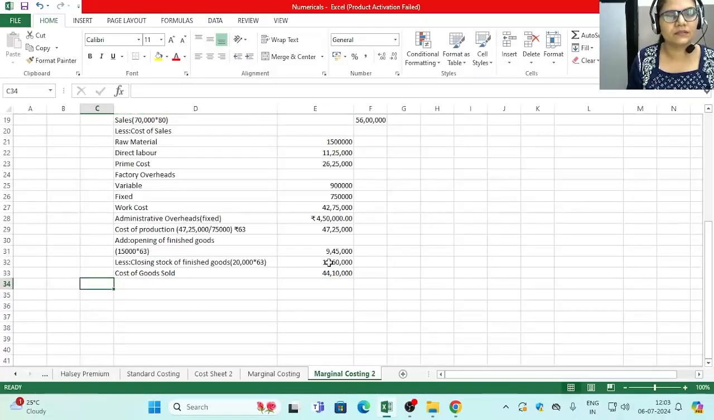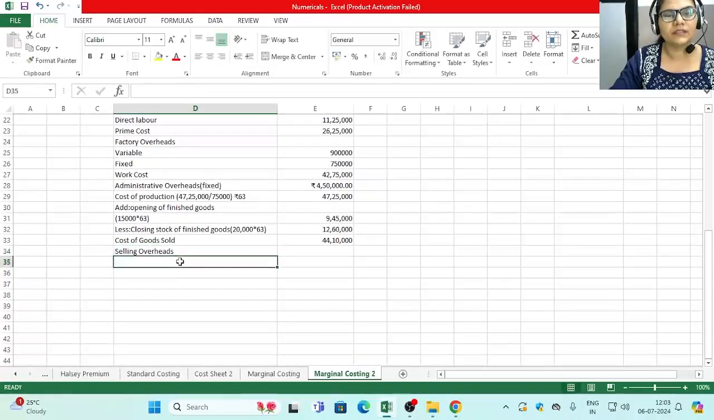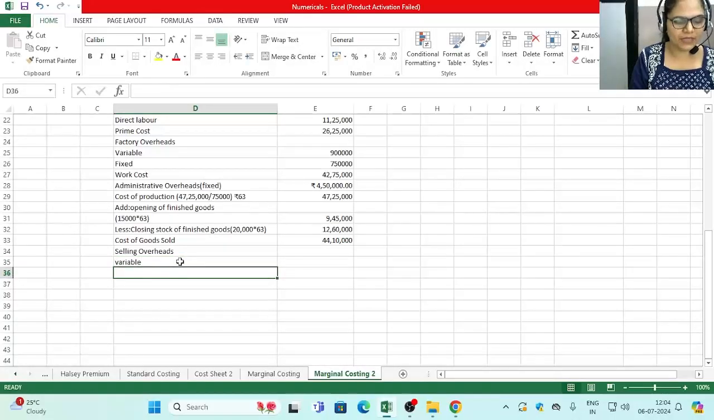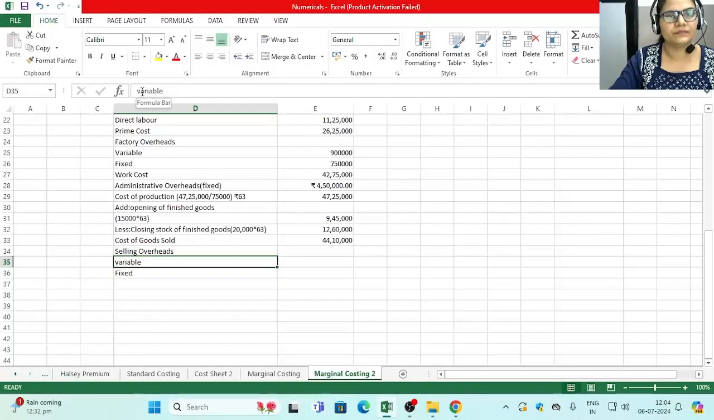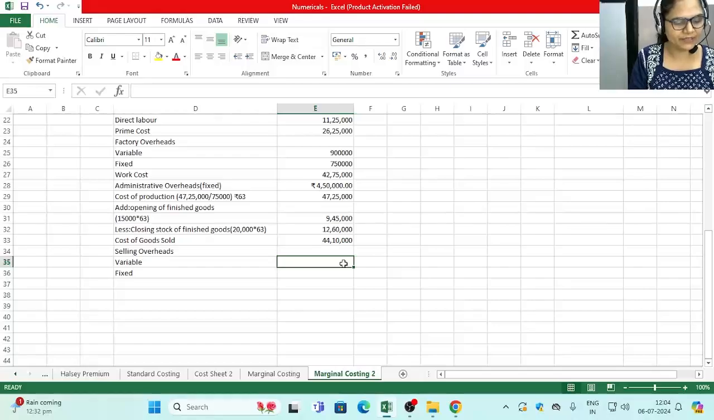Next, selling overheads. Selling overheads are variable and fixed, and we have to calculate them. Variable overheads are given as 3,75,000 and fixed are given as 3 lakh.